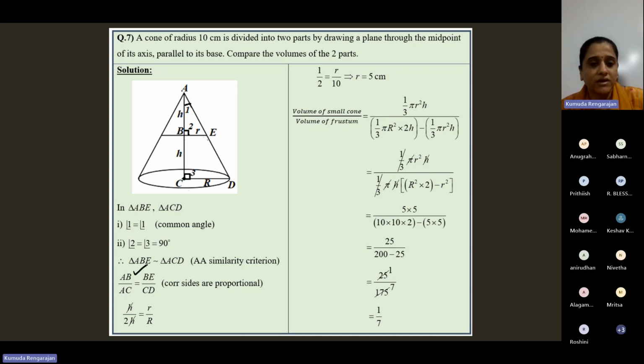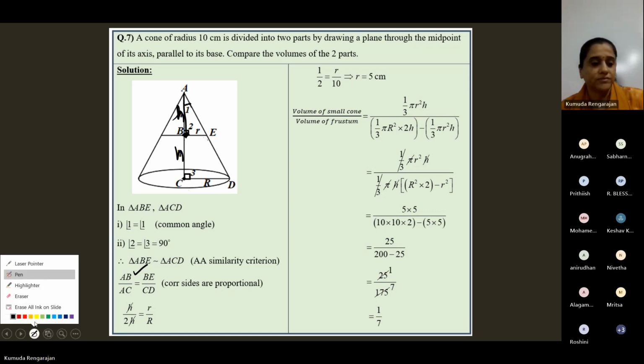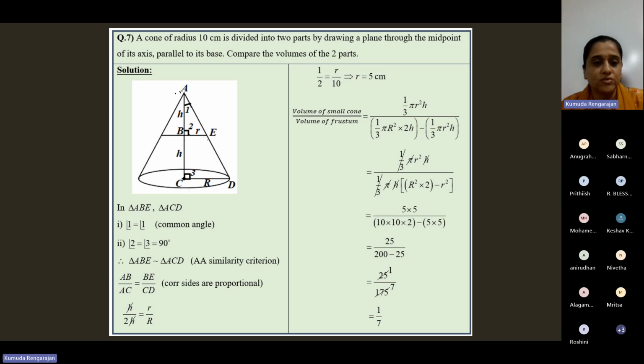So now what is AB? AB I've called it H. See the whole thing, this is the midpoint, right? So if this one is H, this is also H. So AB is H, this one is H.